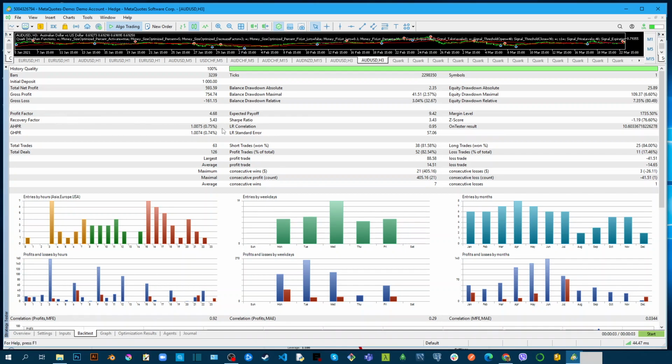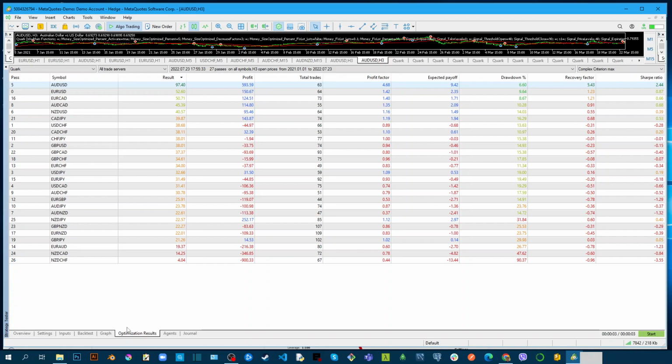So let's check this field: profit factor more than 4, recovery factor more than 5, expected payoff more than 9, and Sharpe ratio greater than 3. So I think this set is pretty nice. But as I say, I will work another, I don't know, 5 days to get better result.